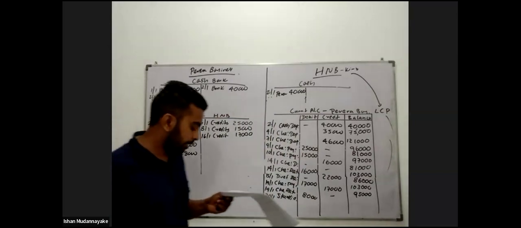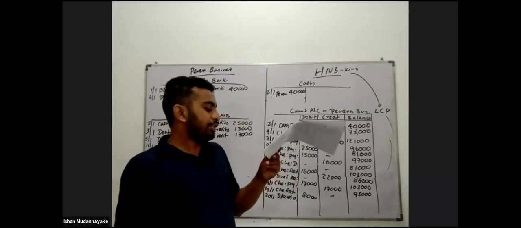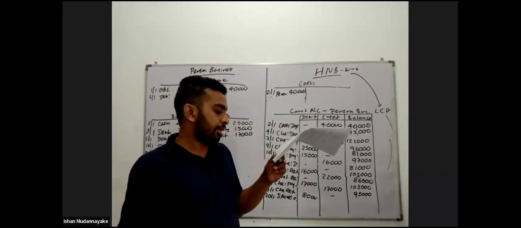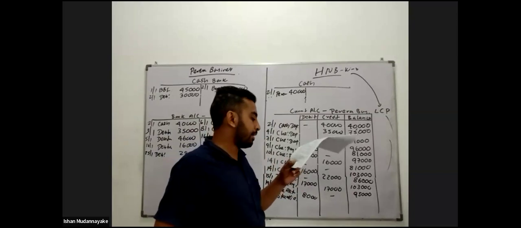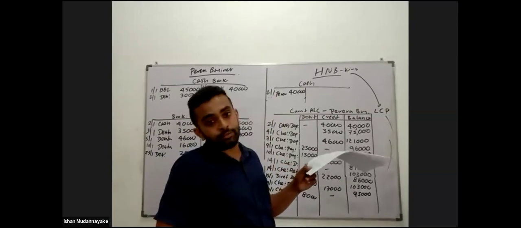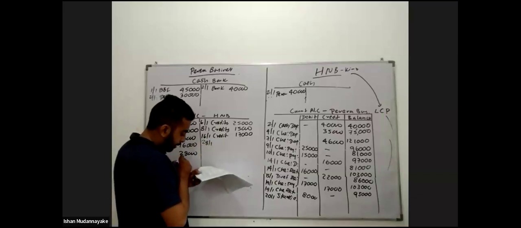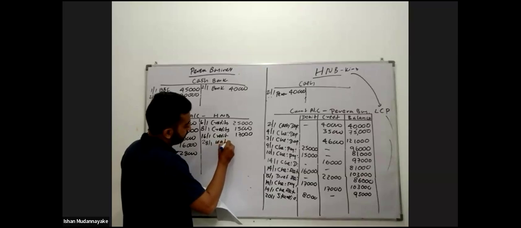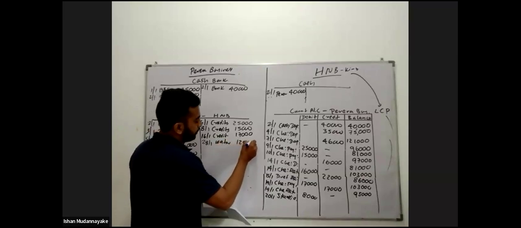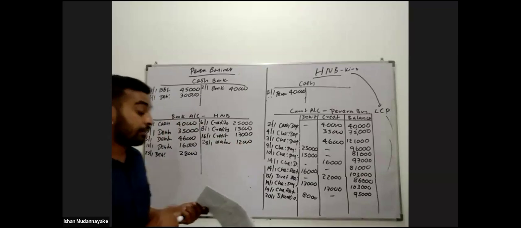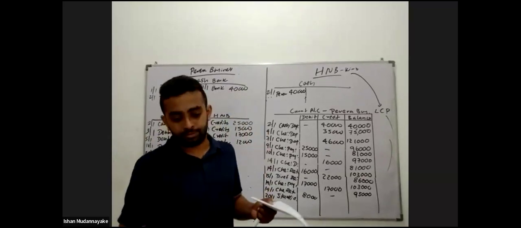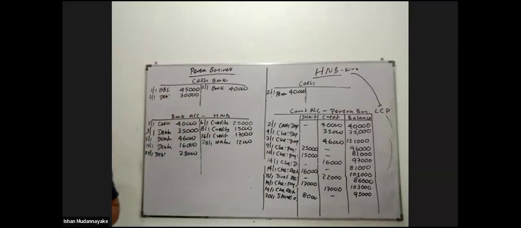Look at the next transaction. 28 January, paid water bill 12,000 by issuing a check, unpresented to the bank till 31st January. We issued a 12,000 check on 28 January for water expenses, but until 31st January, Commercial Bank has not paid cash for this check. So the transaction will be recorded only in the business bank account.